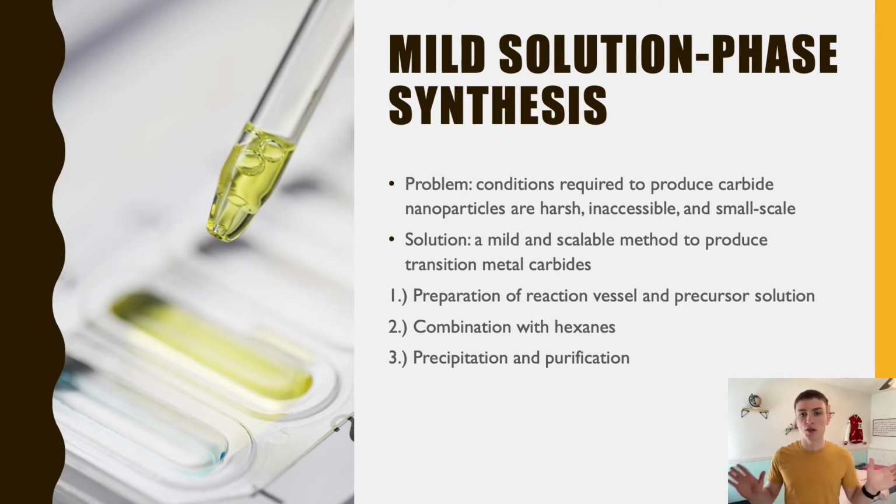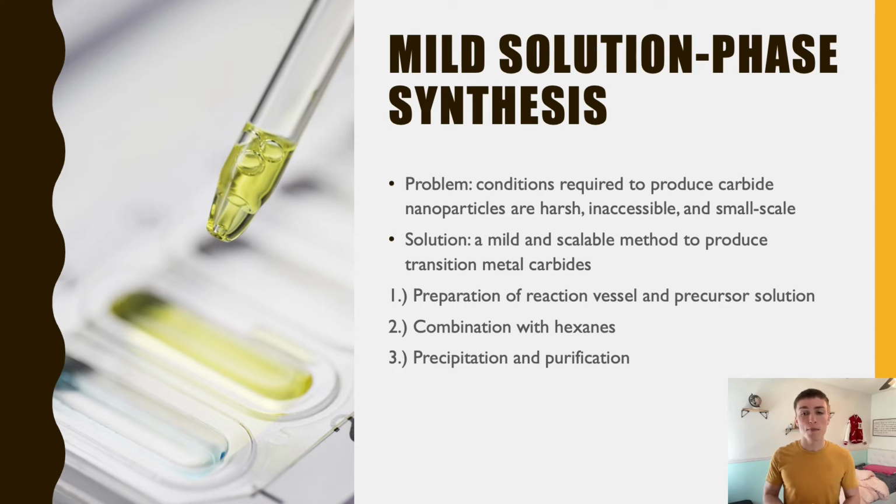So these researchers took a precursor solution of molybdenum hexacarbonyl, OAM, and ODE, and they heated the mixture to 140 degrees Celsius in a nitrogen environment. Now 140 degrees is a lot less than what they usually use to create these carbides, so that's where the mild solution part comes in. Then they cooled the solution to 100 degrees Celsius, and they transferred it to a glass syringe.